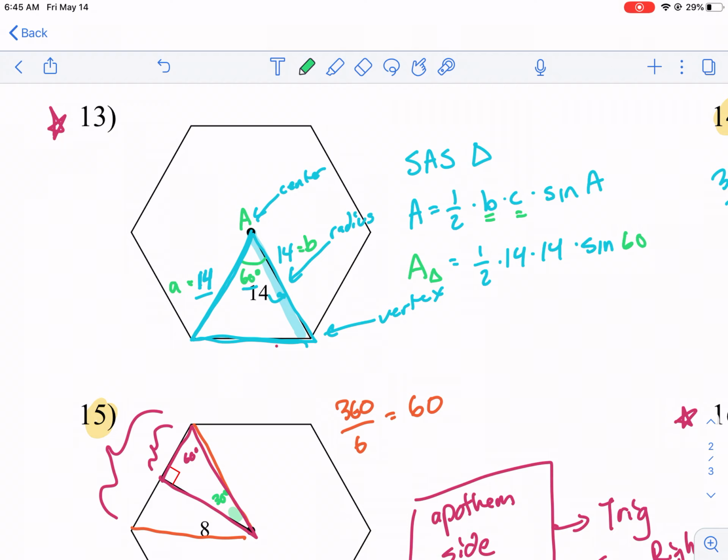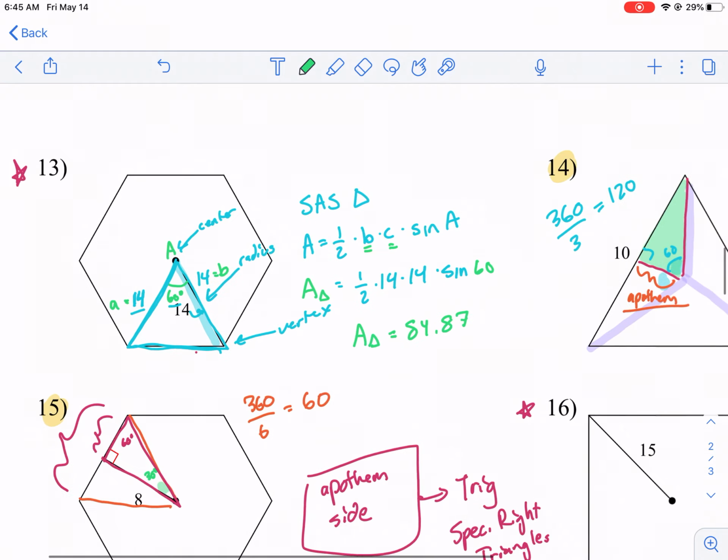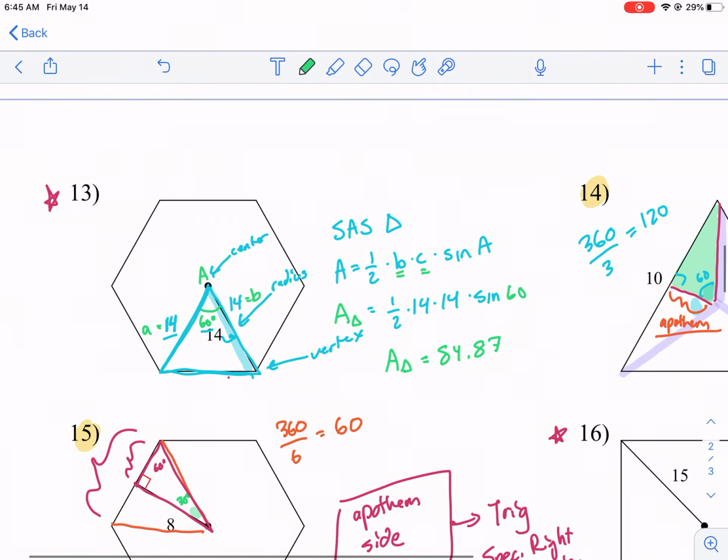Let me go ahead and punch this into the calculator. 14 times 14 gives me 196. I'm going to multiply that by 1/2, and then multiply by sine 60. I can just type this straight across on my TI-84, and I got the area of that triangle equals 84.87. Now I'm keeping it in the hundredths. It tells us to round to the nearest tenth once we're done, but we have one more step.